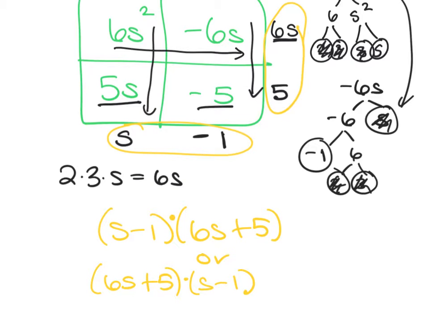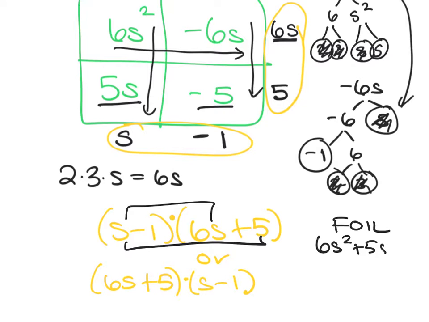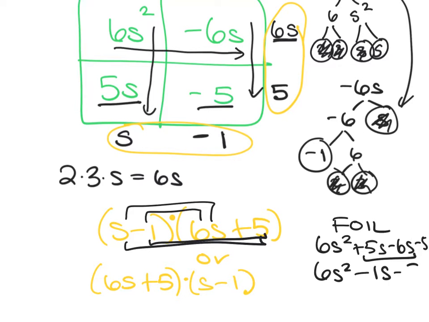So you can go ahead and check your response if you wanted to FOIL. Just quickly, if we wanted to check, we could FOIL and say s times 6s is 6s squared, s times 5 is 5s, negative 1 times 6s is negative 6s, and negative 1 times 5 is negative 5. And if I combine like terms, 5s minus 6s is negative 1s, minus 5, and that is the trinomial we began with. So that means we did FOIL and we factored correctly.